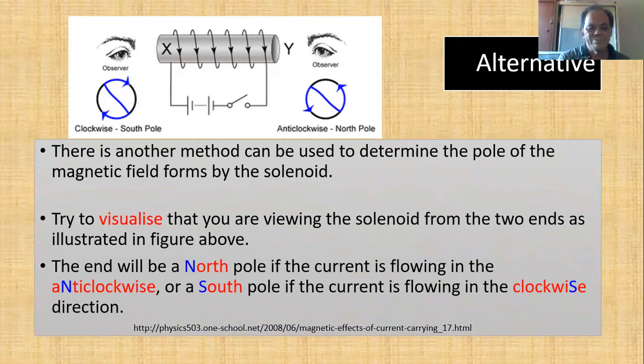Right hand grip rule. What is this? I don't understand. We are trying to predict the polarity of the pole there. That's all. If you have a battery and a solenoid, we are trying to determine which is the north pole and which is the south pole. So I'm giving you an alternative way of determining the north and south pole. If you look at the end there and see the current going clockwise, then it's the south pole. If you look at this end and it is anti-clockwise, going that way, then it's a north pole.